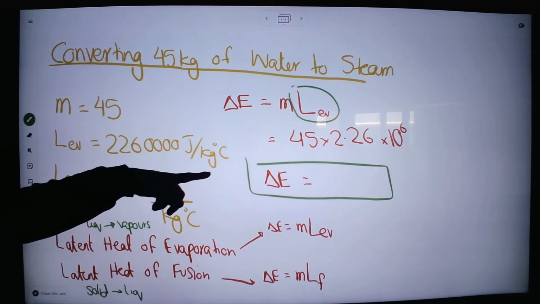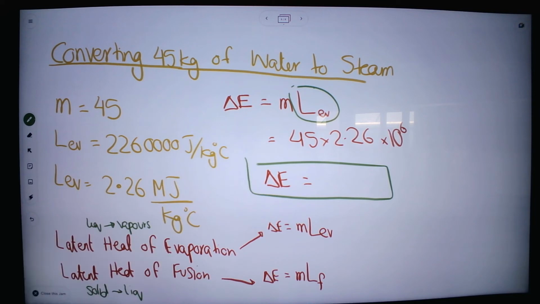So if you put that in the calculator, anyone got an answer for me, please? 101.7 megajoules. If I want to convert 45 kilograms of water at 100 degrees to steam, I need to heat it. That's the amount of heat energy I need to provide.